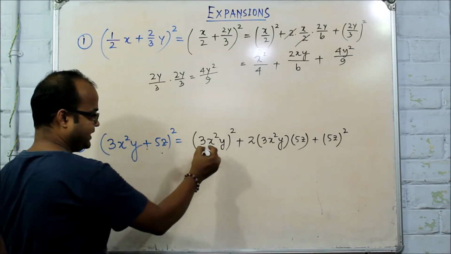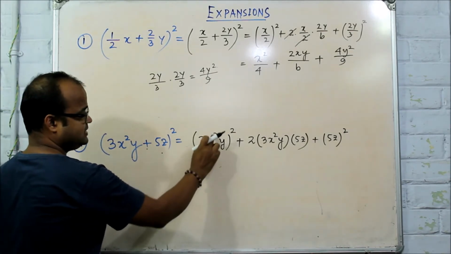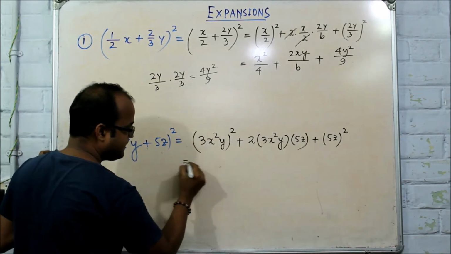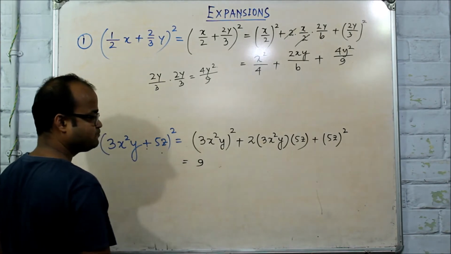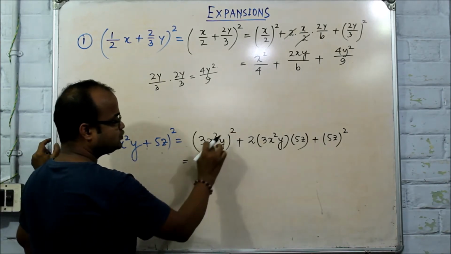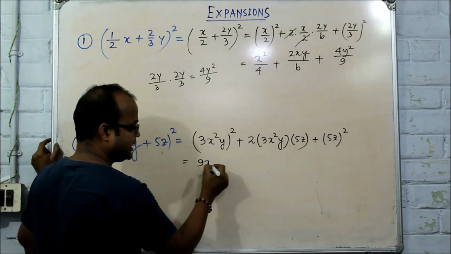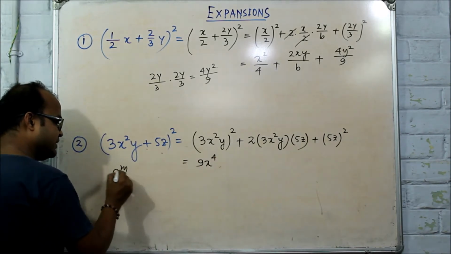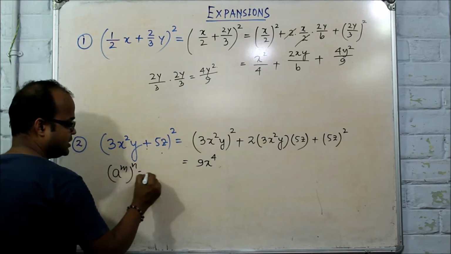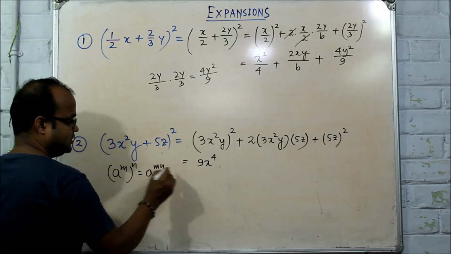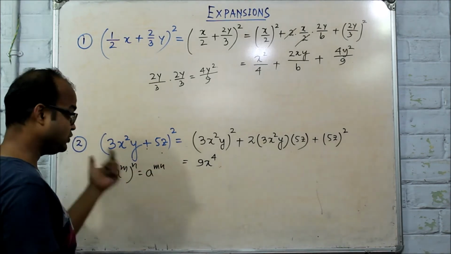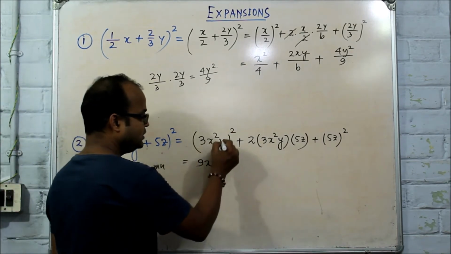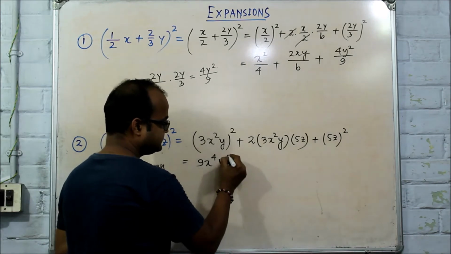Now if you simplify 3x square y whole square: 3 square means 9, x square of x square is equal to x raised to 4. Which formula am I using here? a raised to m raised to n is equal to a raised to mn. You learned this in the exponent part in your previous classes. So the square of x square is x raised to 4, then y square.